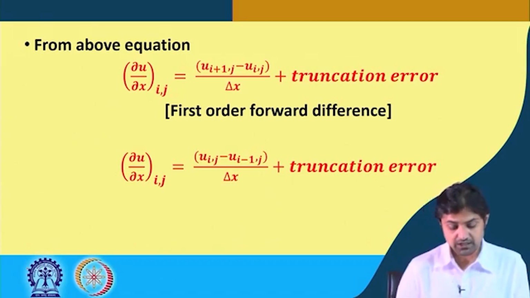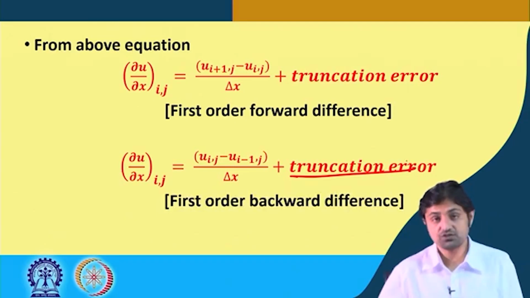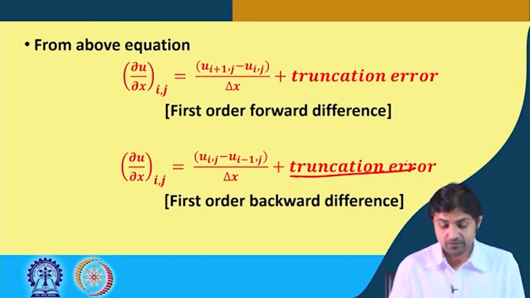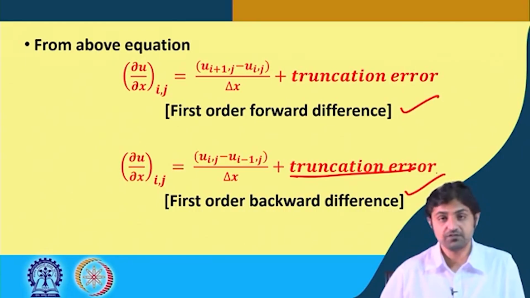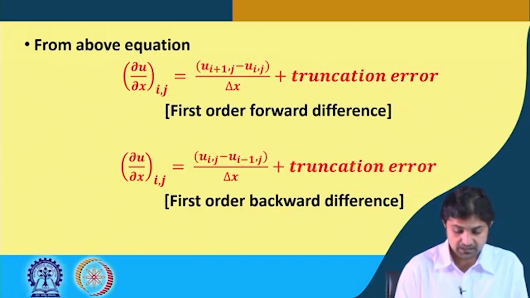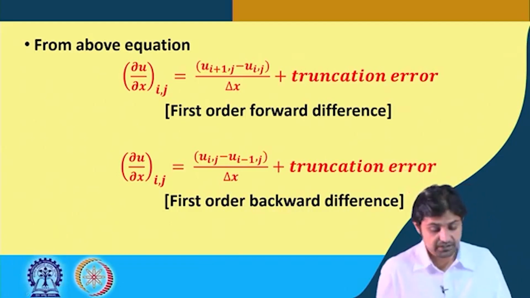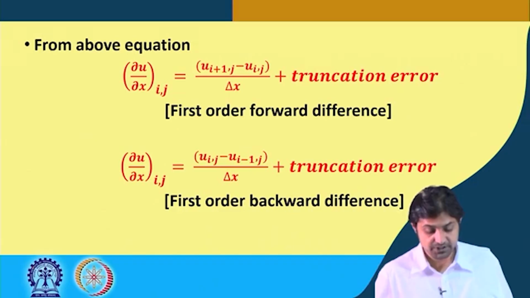Similarly, we can also write del u del x at i,j in the backward direction, that means u i,j minus u i-1,j by delta x plus whatever the truncation error is, and this is called the first order backward difference. So, now you understand the difference between first order forward and first order backward difference. In the forward we have i+1 minus i, and in the backward we have i minus i-1. So, i indicates the indices of the grids.